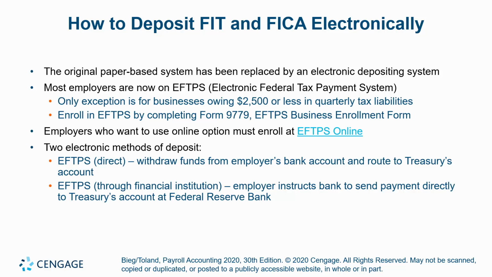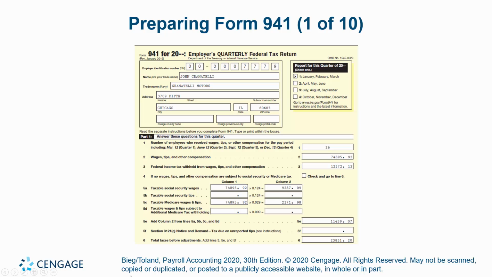Okay, so you need to use EFTPS in order to deposit. You enroll with Form 9779, again, super exciting, but you have to fill it out correctly. You've got to do a dry run to make sure that the IRS computer can talk to the bank's computer and make the financial transaction.